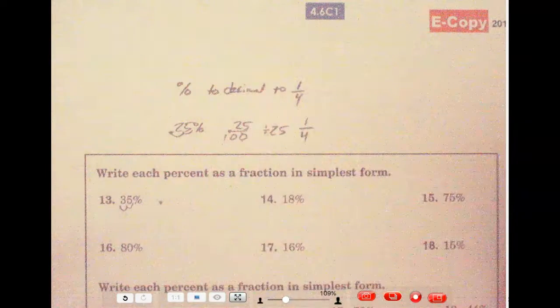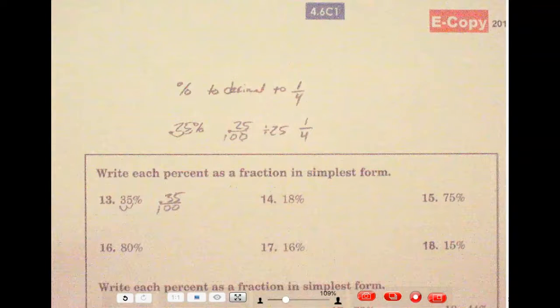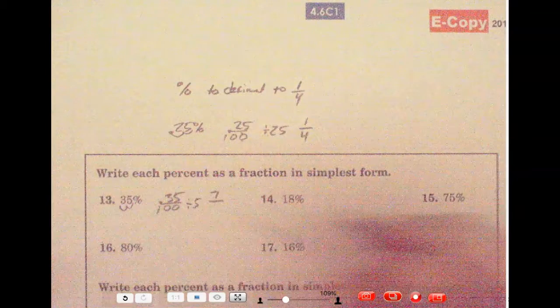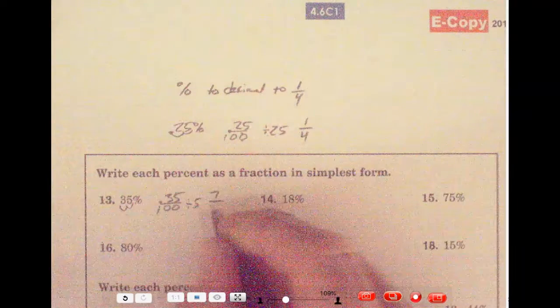So we're going to go from a percent to a decimal to a fraction in simplest form. Okay, so 35% is 0.35, and I'll just make that into 35 100ths. Then to make that a fraction in simplest form, I can divide both of those by 5. 35 divided by 5 is going to be 7. Again, you can use your calculator to do this. 100 divided by 5 is 20.